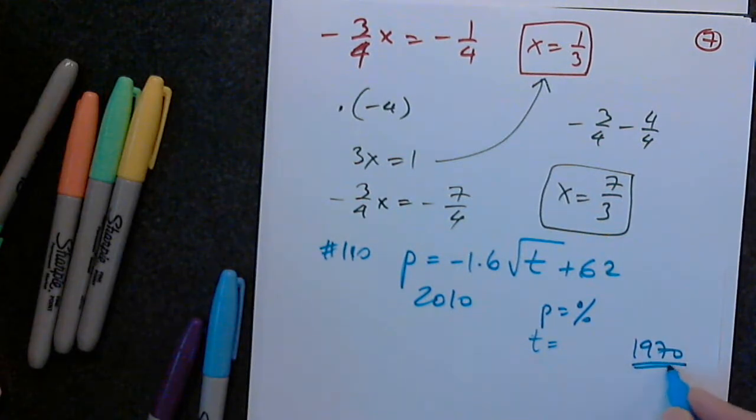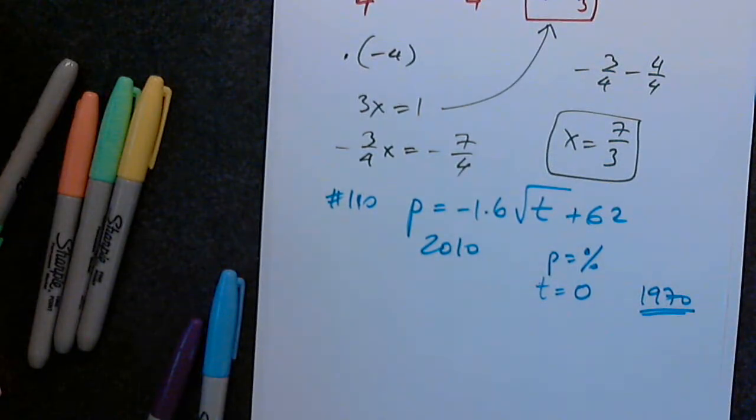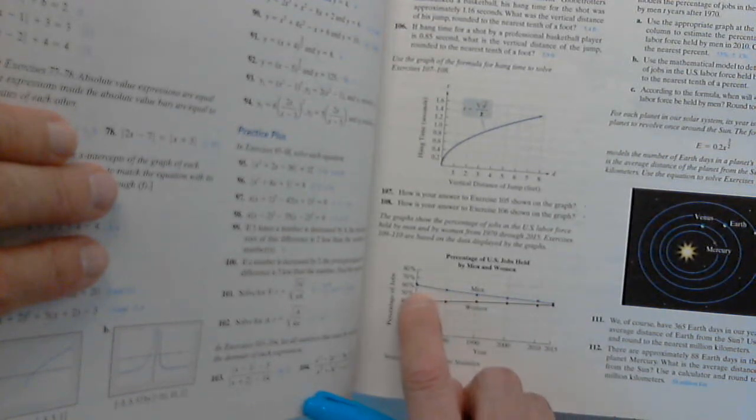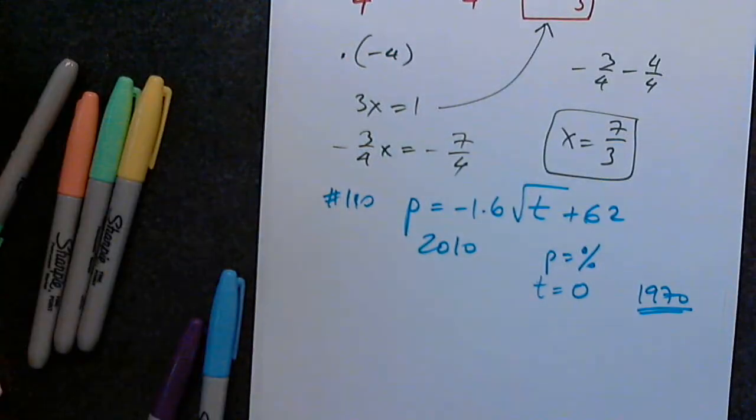So what does that mean? T is what for 1970? 0. Very good. Okay, so it says use the appropriate graph to estimate. Give your estimation to the nearest percent. Here it is, and they want us to find it in 2010. What will you say for men roughly? Very difficult to read, of course. 51%. 51, 52, 53, I would agree with any of that. Let's say 51.